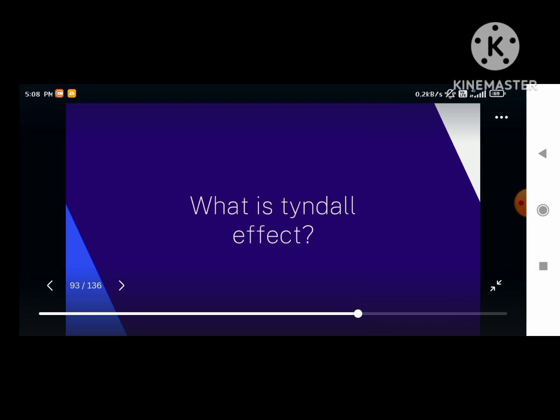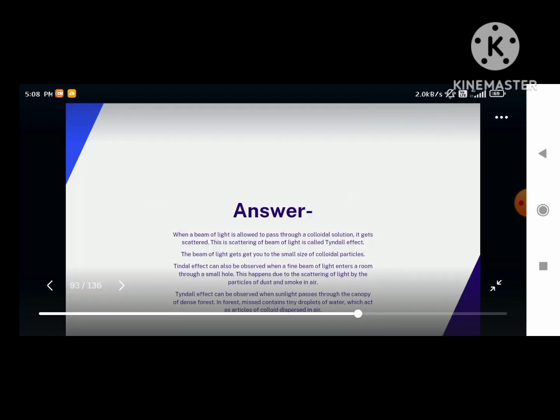What is the Tyndall effect? When a beam of light is allowed to pass through a colloidal solution, it gets scattered. This scattering of a beam of light is called the Tyndall effect. The beam of light gets scattered due to the small size of colloidal particles.